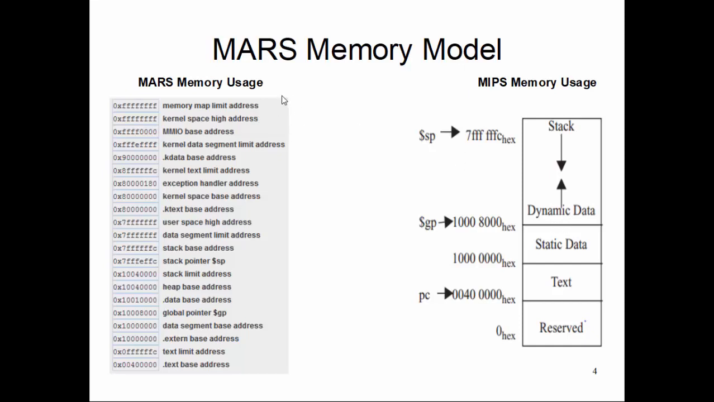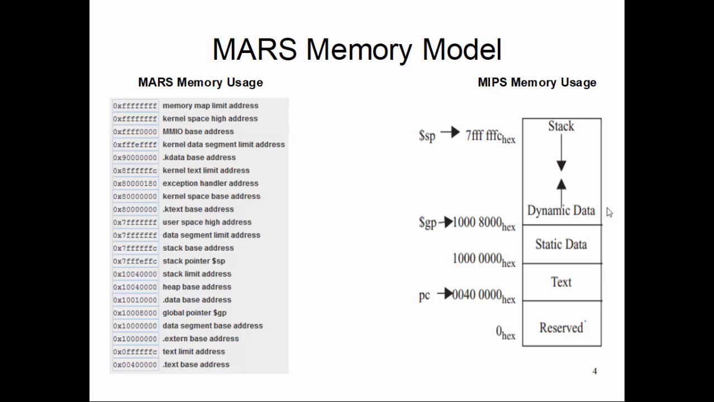Mars memory usage is almost similar to what MIPS suggests. The right-hand side picture is taken from your textbook, Hennessy and Patterson's textbook, that white page or green page depending on which revision you are looking at. It talks about this memory usage suggestion and different values of the stack pointer, global pointer, PC, etc. I'll show you later how we can see the Mars memory usage map in the Mars IDE. But this is cut and pasted from that part.